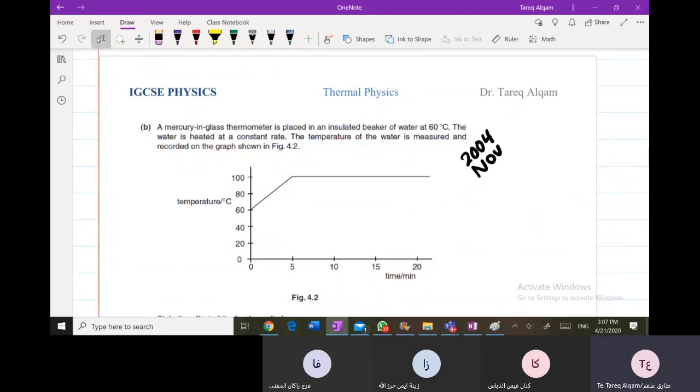In school, guys, we covered electricity from A to Z, magnetism from A to Z, radioactivity from A to Z, waves from A to Z, thermal physics from A to Z.